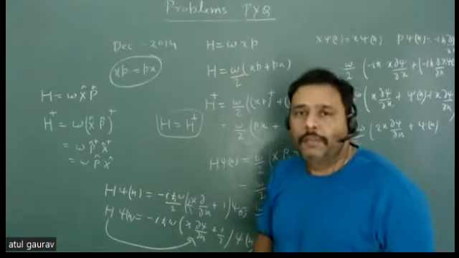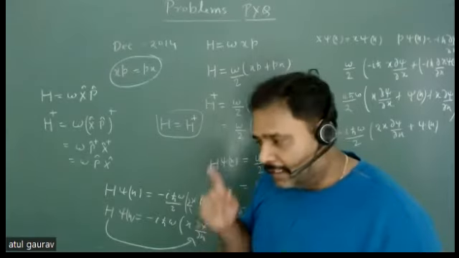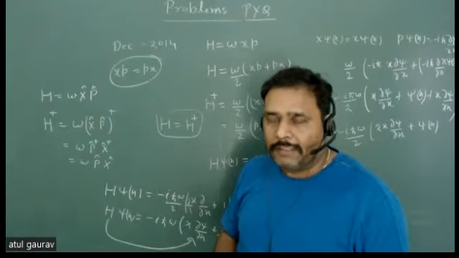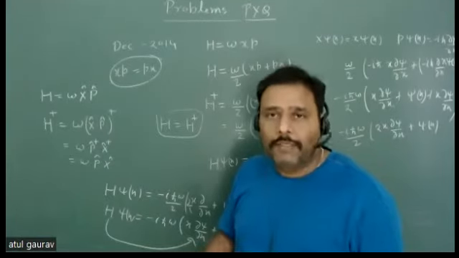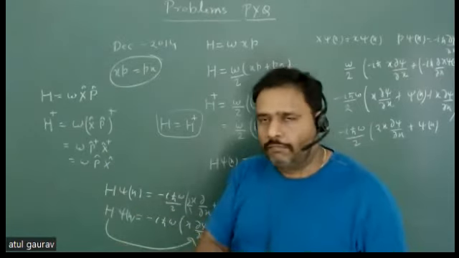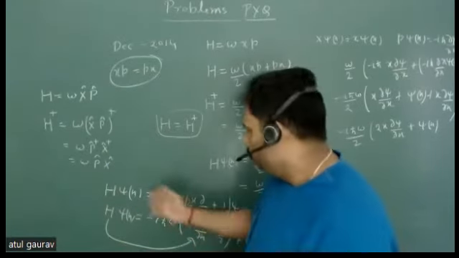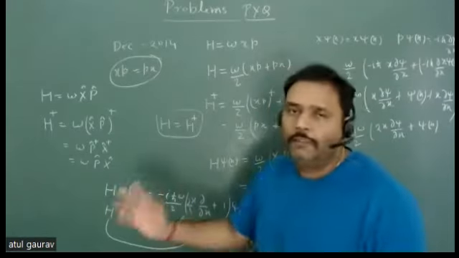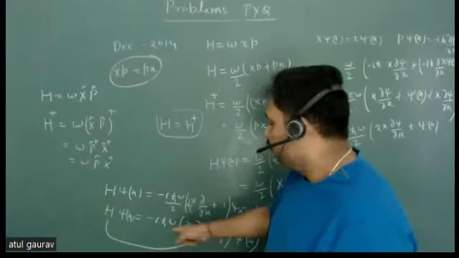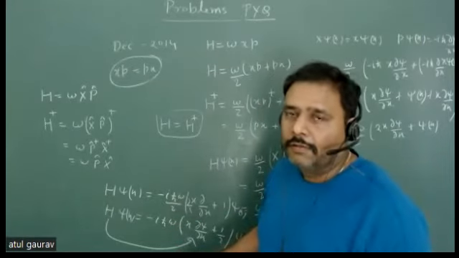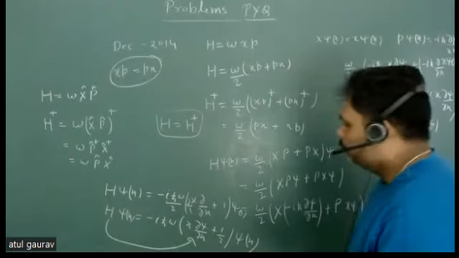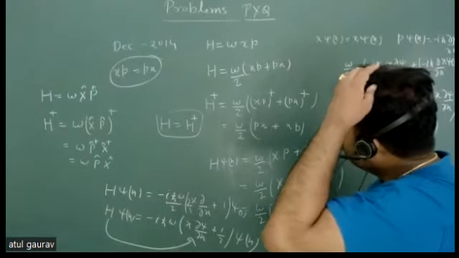Listen, when you are solving the problem, just stick to the concept, because time is also very important. And you can do it in another way also. If you are getting the answer in another way, you are always welcome. But your answer should be just like this. This is the most important thing. It's a one-liner basically. PX is XP minus i h-bar, right?